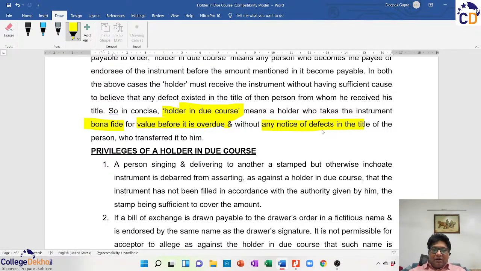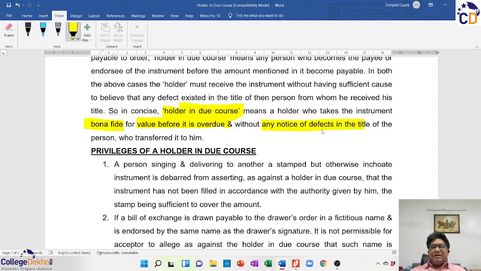You should have good title. That is, you should not have any doubt about the ownership of the transferor, and you must always receive the instrument before it is overdue. Because after the payment is there, after the maturity of the instrument is there, such an instrument is meant to be encashed and not to be transferred or endorsed any further. And hence, in those cases, you won't be any holder in due course. You should not be entitled to any benefits or privileges of being a holder in due course.